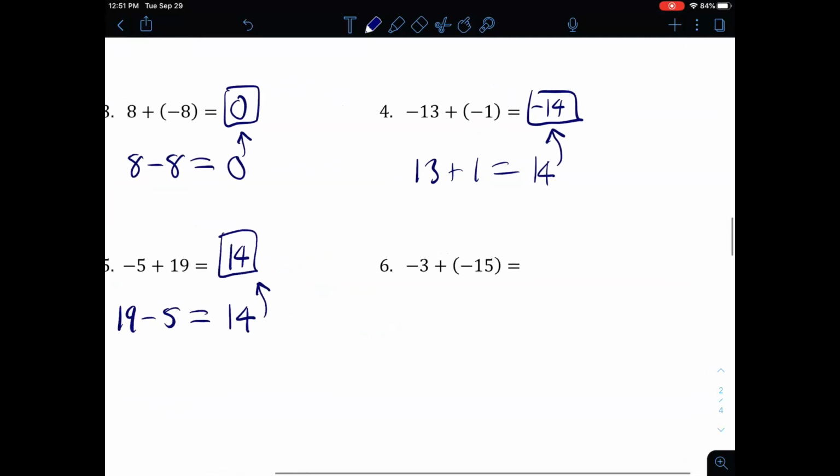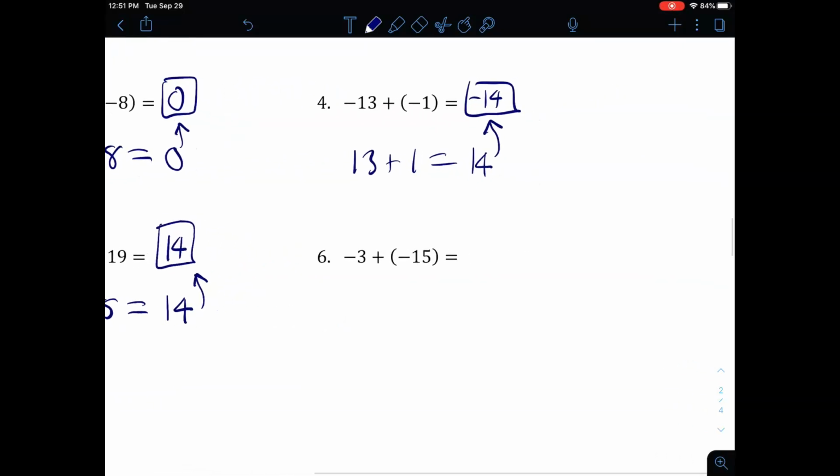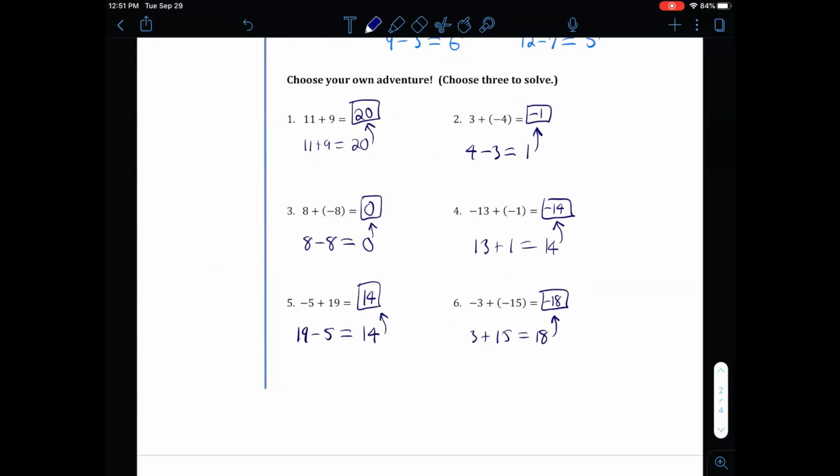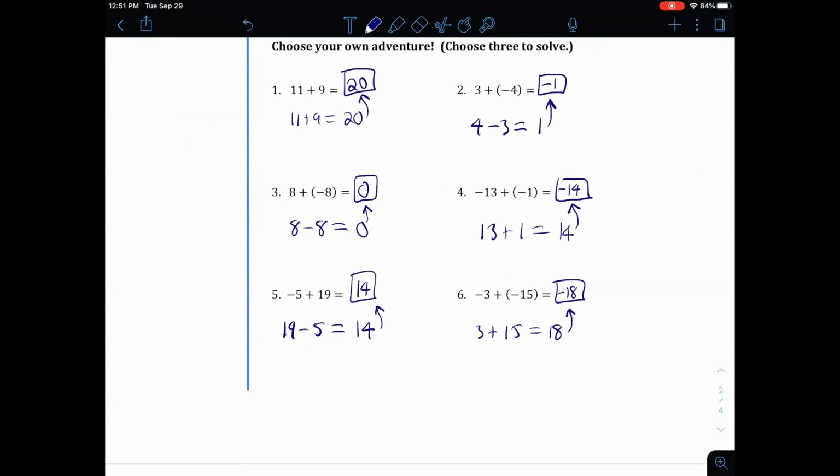Okay? All right, and then the last one, -3 plus -15. Same signs or different signs? Same signs, so we're going to add 3 plus 15, which equals 18. What's our sign going to be? They're both negative, so it's going to stay negative, right? Same signs, so we're going to keep the same sign. Same signs the same. That's kind of goofy. Okay, so that's how we add integers.